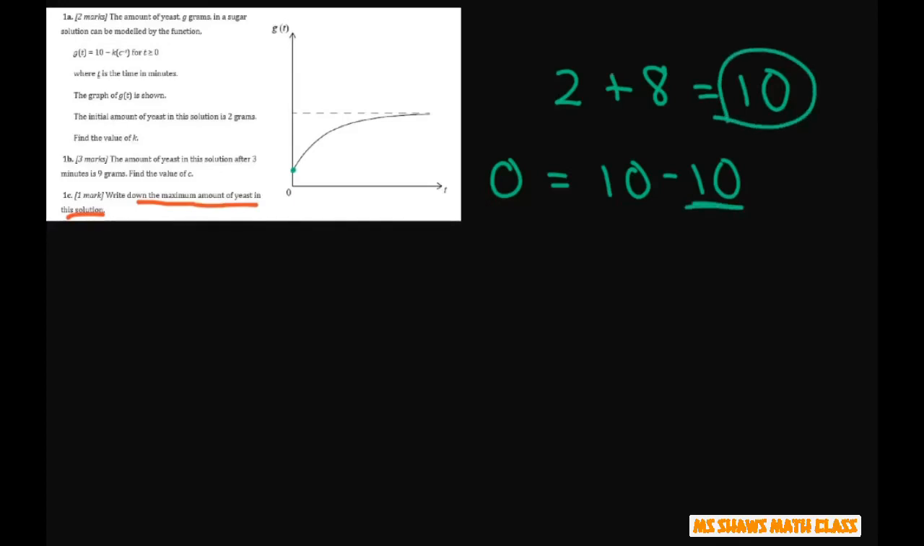So for the maximum amount of yeast, we know that we already start at 2, and we know that our k is 8. So that's going to give me 10. And you want the maximum to be 0 here. So we want 10 minus 10 to give us 0. So we want this to be 10. And that's your final answer.